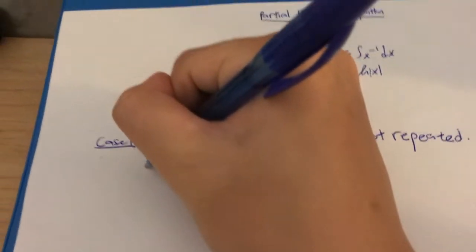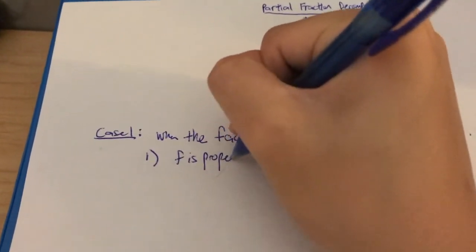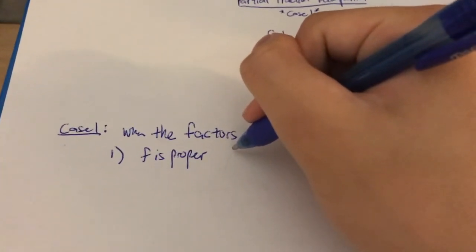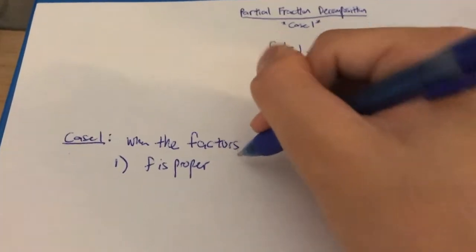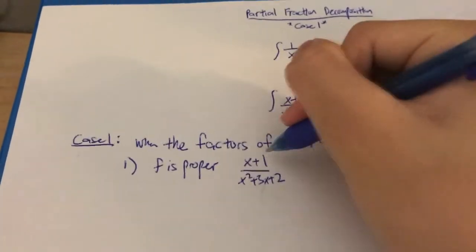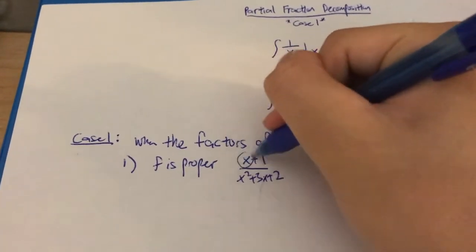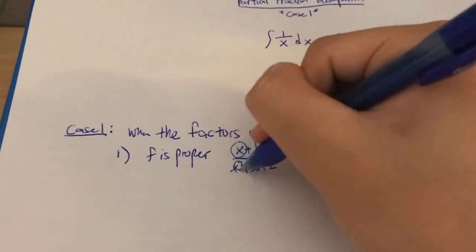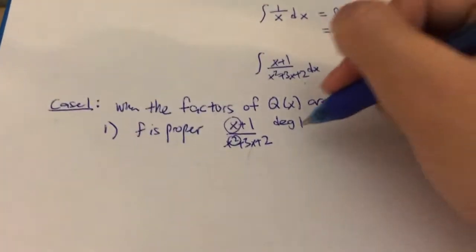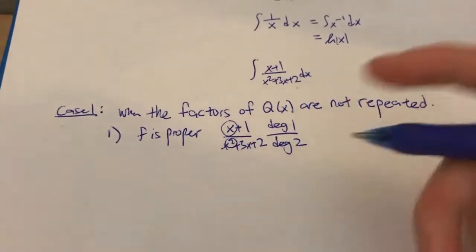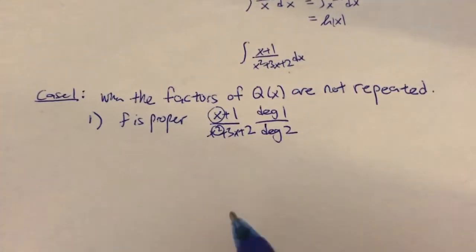There are basically 4 steps you have to remember. Number 1, f is proper. The function you're working with has to be proper. When I say proper, I mean the degree of the numerator is smaller than the degree of the denominator. For instance, going back to our example over here, the degree of the numerator is just 1. We look at the highest degree, which is degree 1. And the denominator has degree 2. That's very simple, right? And so then you can work with partial fraction decomposition.